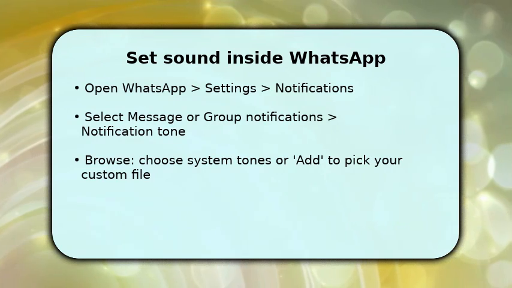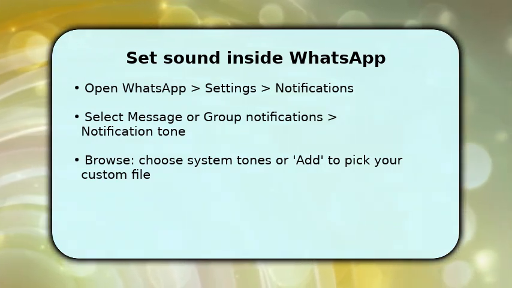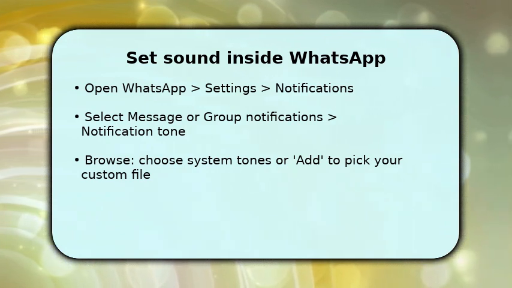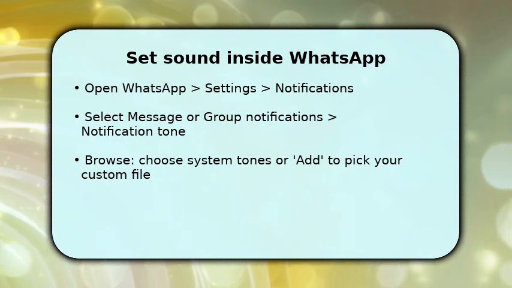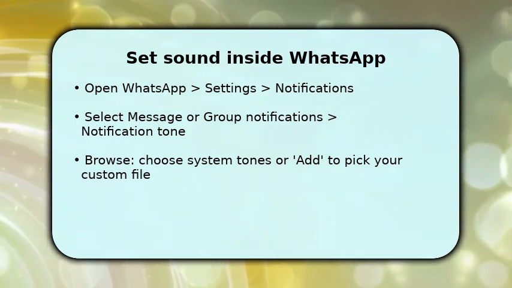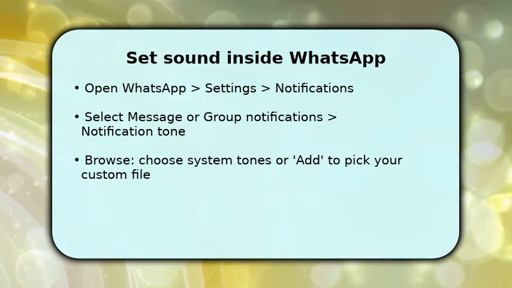You now assign the tone inside WhatsApp. Open Settings, tap Notifications, then choose the message type you want to change, individual or group. Tap Notification Tone and WhatsApp shows system tones first. Scroll to the bottom and select Add or Browse to navigate to the Notifications folder where you saved the file.